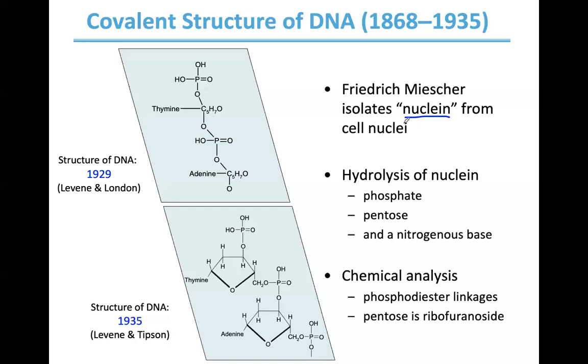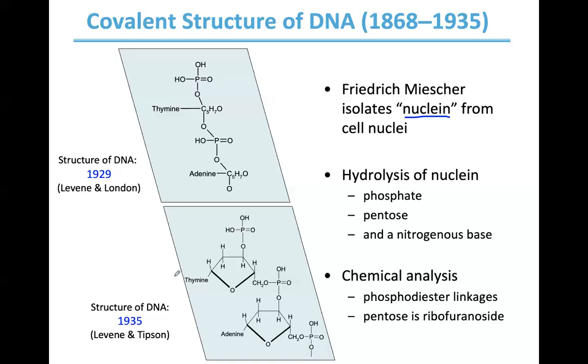And so Mischler's discovery was revolutionary in that it was shown that the DNA actually possessed the capability to store the genetic information. Then when the nuclein was hydrolyzed, it was found that it consisted of these 3 fragments: phosphate, a nitrogenous base, and a pentose. Which kind of sugar it was not known yet, but it was known that it was a pentose.